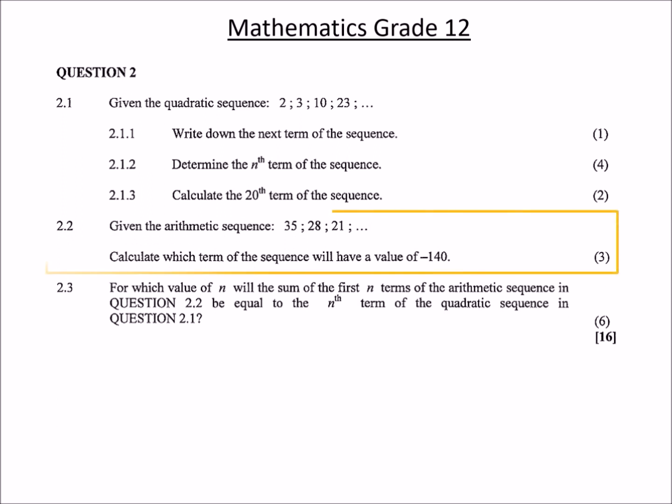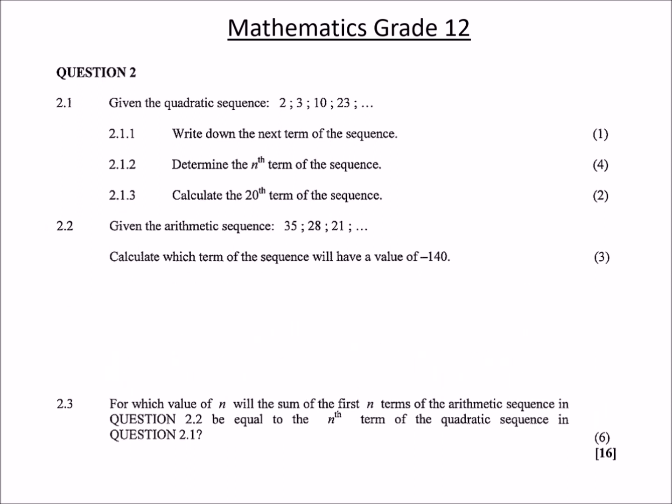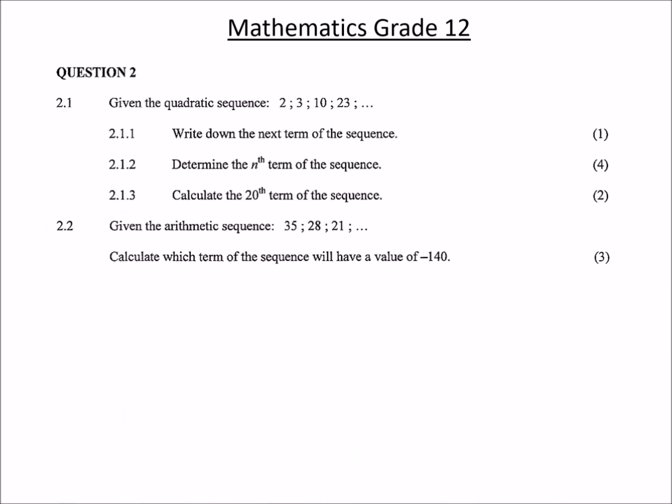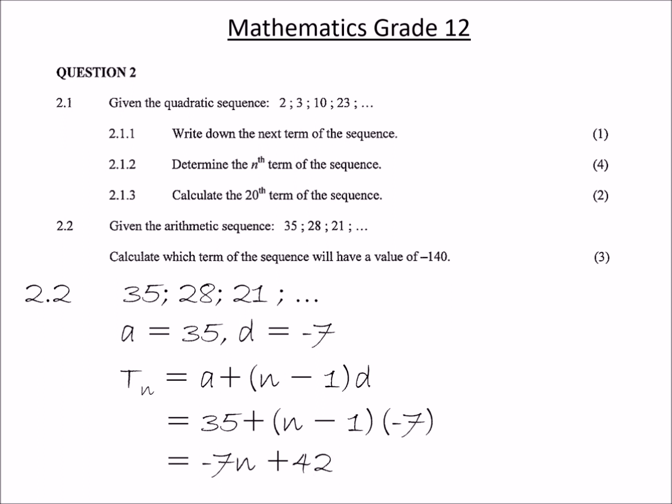Now 2.2. Given the arithmetic sequence of 35, 28, 21, calculate which term of the sequence will have a value of minus 140. First, find a and the common difference. A is equal to 35. The common difference is equal to minus 7. Then we plug them in and simplify. And we get minus 7n plus 42.